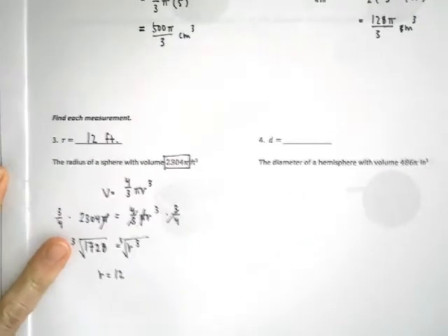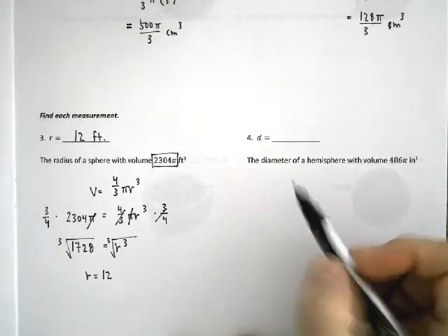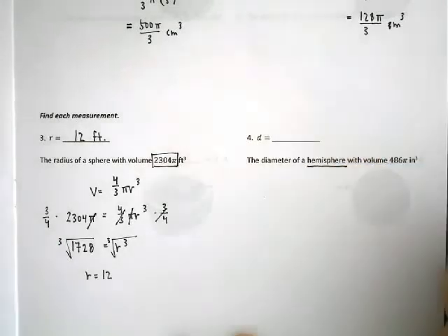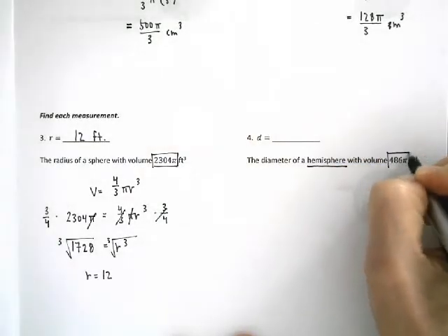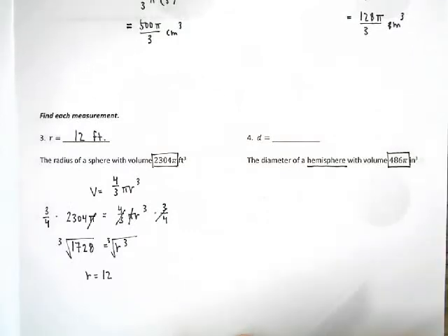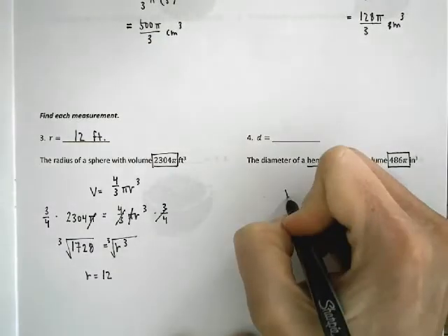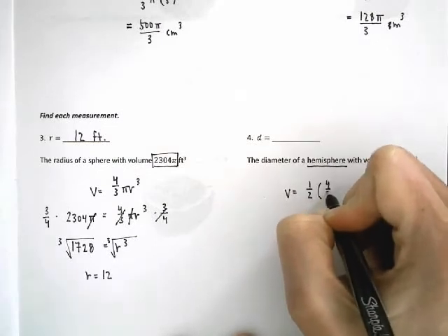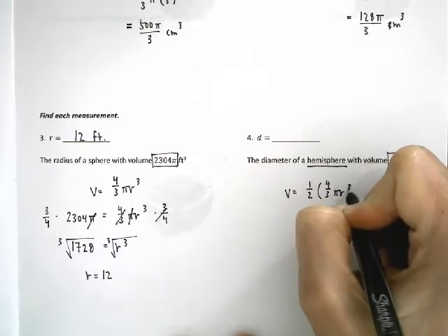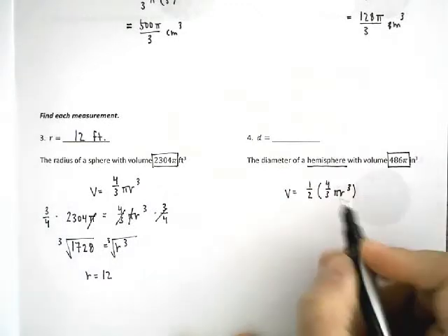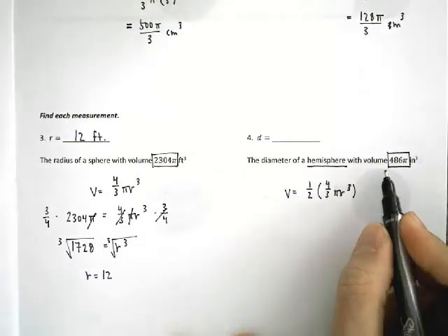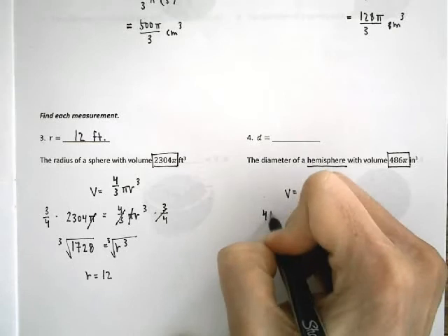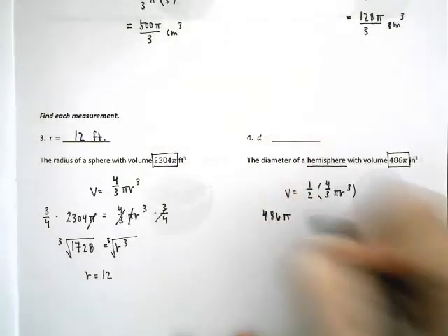Okay, last one to go. Nice short video for today. Now we're finding a hemisphere, and the volume is 486 pi. Again, don't forget your pi. So the only thing I have to be careful of here is I have 1/2 times my 4/3 pi r cubed. Let's see. My volume now is 486 pi.